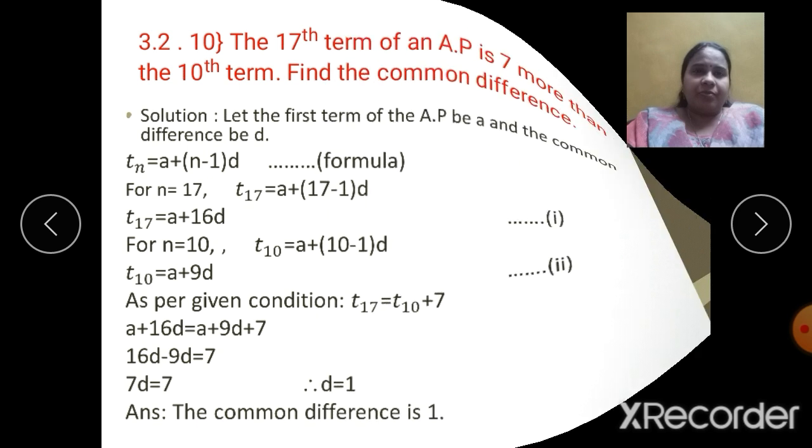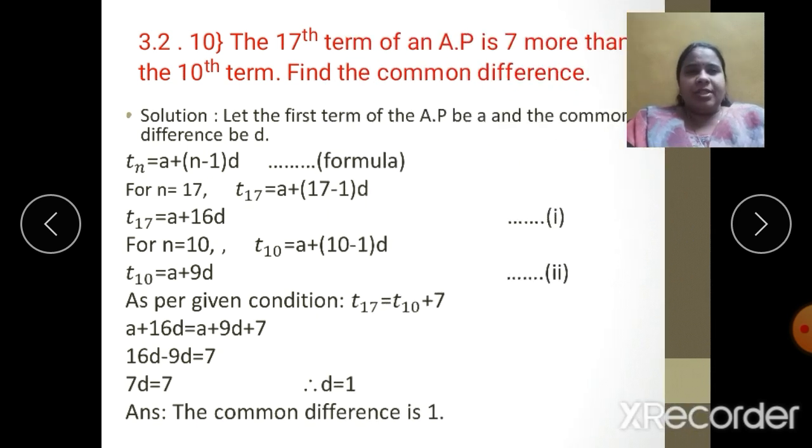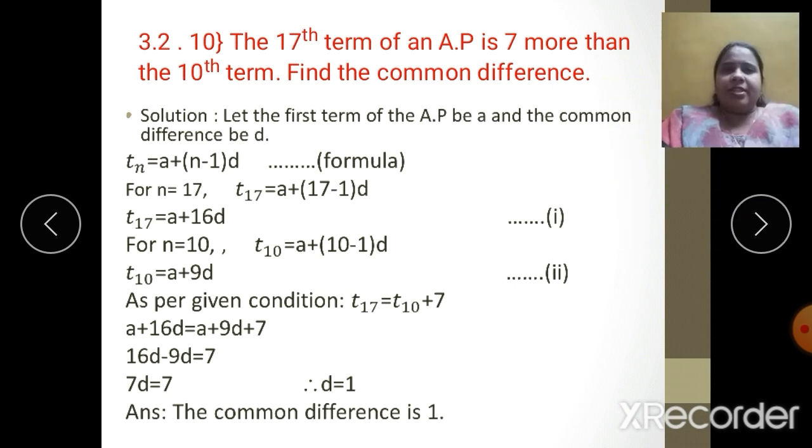Okay? Now the 10th sum. See this. The 17th term of an AP is 7 more than the 10th term. Find the common difference. Okay? Now in this, we don't have a, we don't have d, neither is any AP given. Nothing is given. Then what is given? This statement, 17th term, T17, is 7 more.